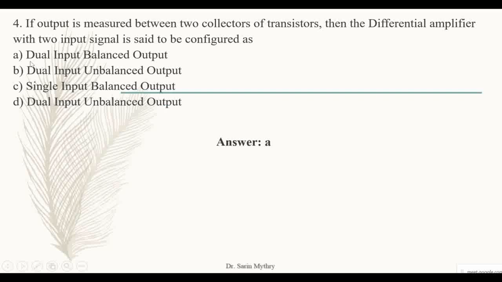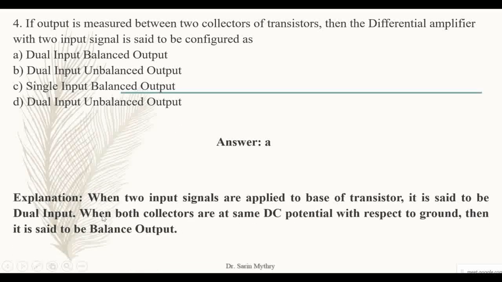This one has been repeated; B and D are repeated here. It could be dual input, or else single input and unbalanced output. So ultimately the option out of these is dual input balanced output. Why? Because it is mentioned in the question that the differential amplifier has two input signals and two collector outputs. So we call it dual input balanced output. You can see this explanation here.